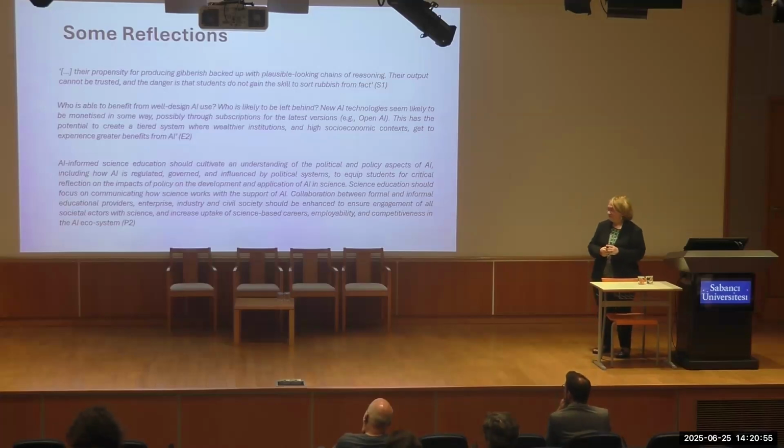And lastly, we have the philosopher, who says: "AI-informed science education should cultivate an understanding of the political and policy aspects of AI, including how AI is regulated, governed, and influenced by political systems, to equip students for critical reflection on the impacts of policy on the development and application of AI in science. Science education should focus on communicating how science works with the support of AI. Collaboration between formal and informal education providers, enterprise, industry, and civil society should be enhanced to ensure engagement of all societal actors with science and increase uptake of science-based careers, employability, and competitiveness in the AI ecosystem."